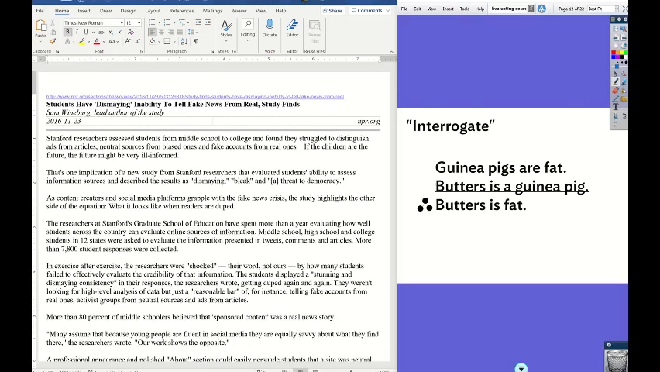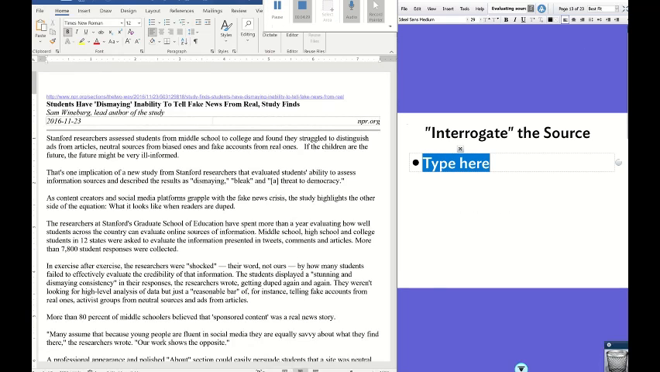In order to do that by asking questions, as we turn to this article to interrogate it, we're going to consider the headline to be like that final conclusion. For a lot of people, reading the headline is, if not the only thing that they do, one of the most important things that they end up taking away from the source. So this says students have dismaying inability to tell fake news from real, study finds.